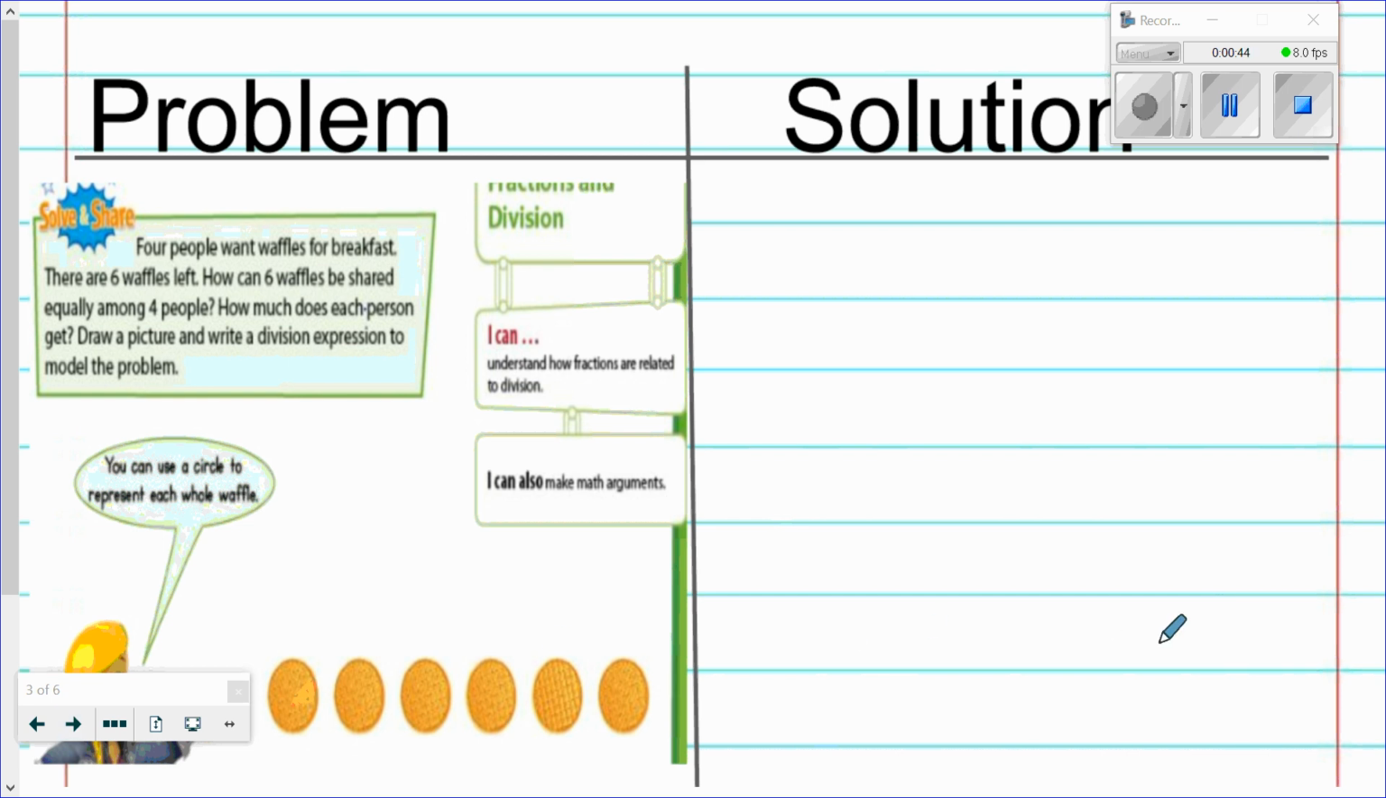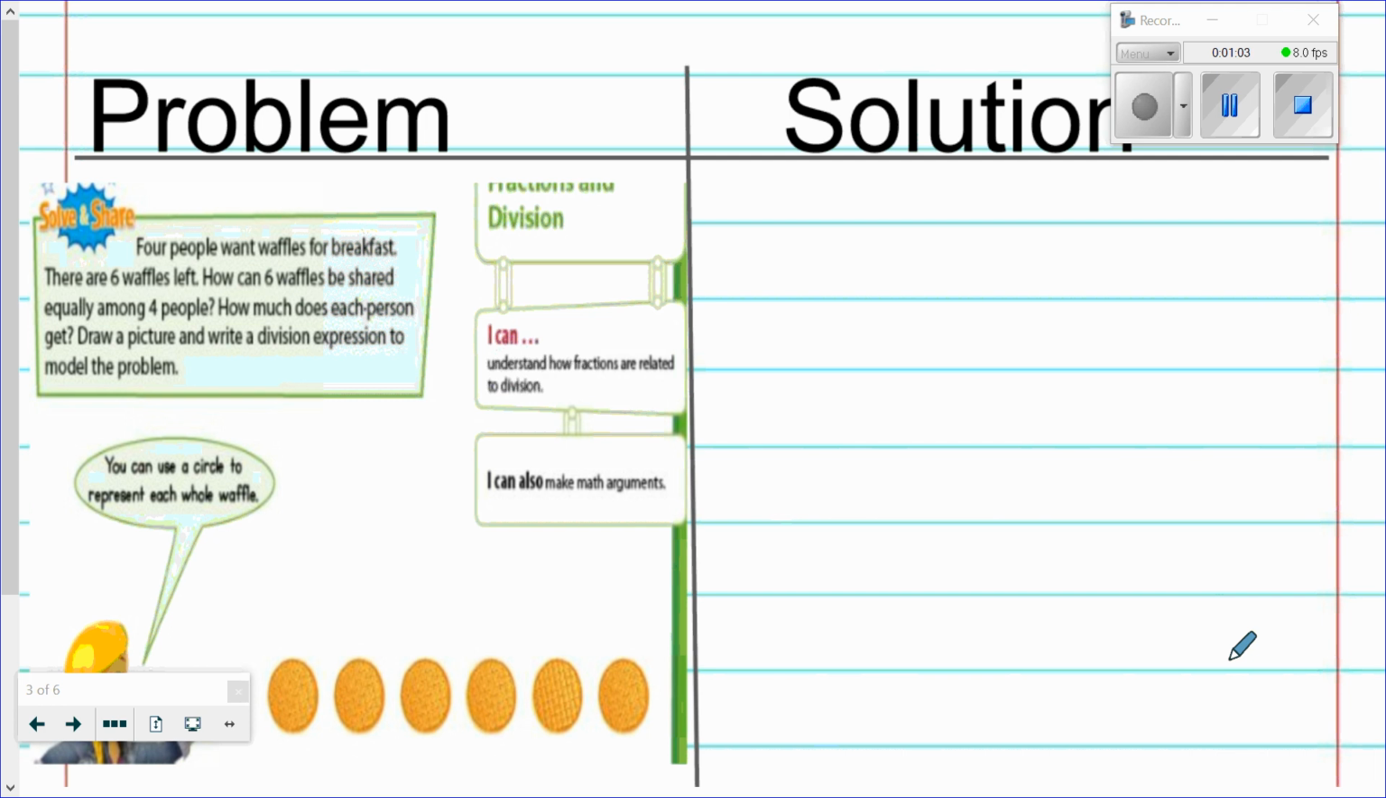Our problem today says 4 people want waffles for breakfast. There are 6 waffles left. How many waffles can be shared equally among 4 people? How much does each person get? It says draw a picture and write a division expression to model the problem.